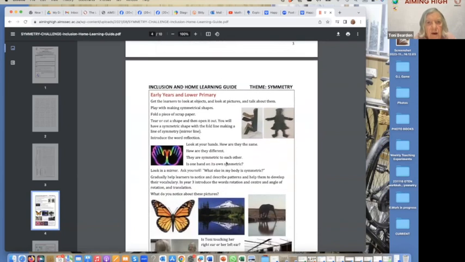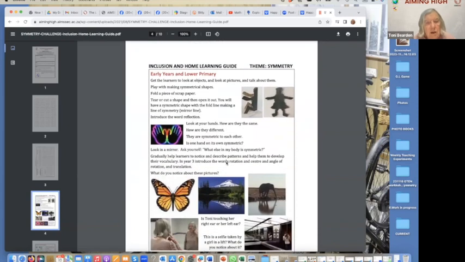And then the inclusion guide starts again with advice for the teacher about what you can do with different age groups. These are the things that we were discussing earlier. I'm not going to read this to you; you can look at it for yourself. But one of the things we haven't discussed is simply tearing symmetrical shapes out of scrap paper by making a fold or two folds in the paper, tearing it, and then opening it up and seeing your symmetric pattern.